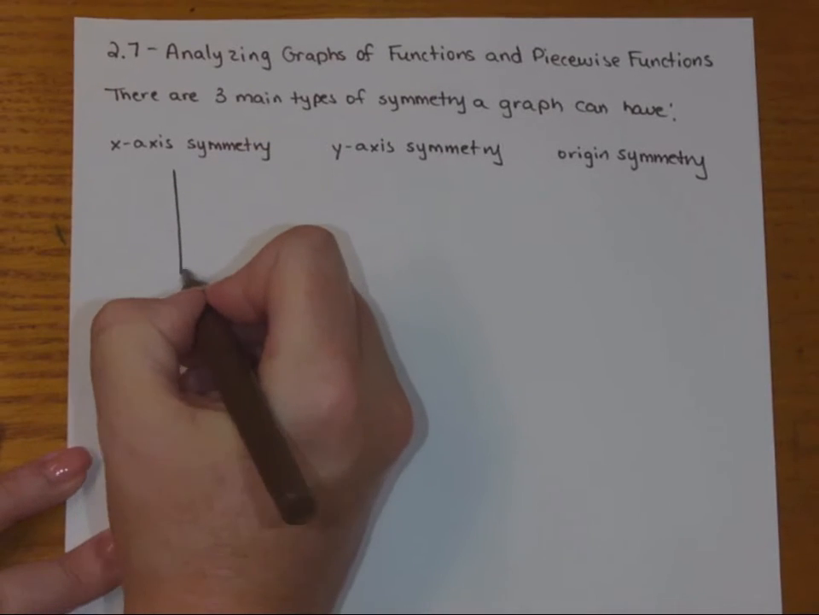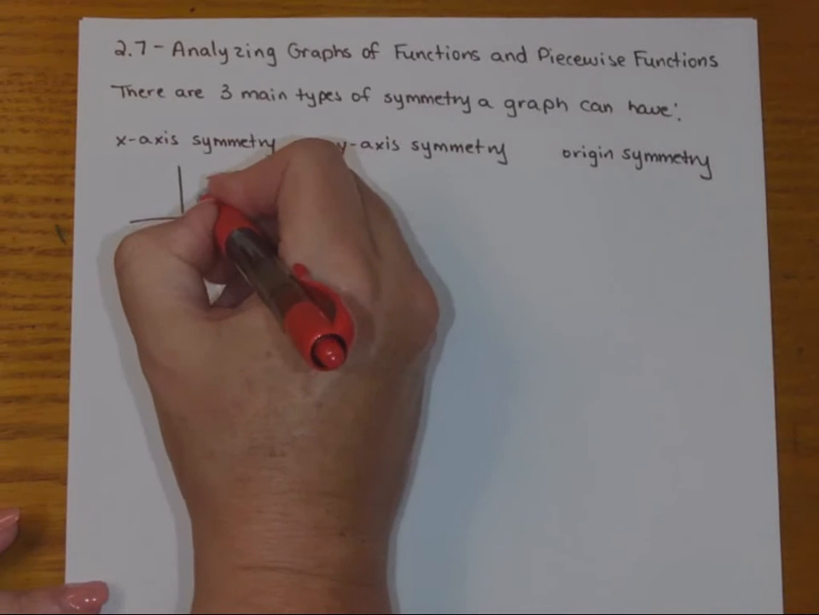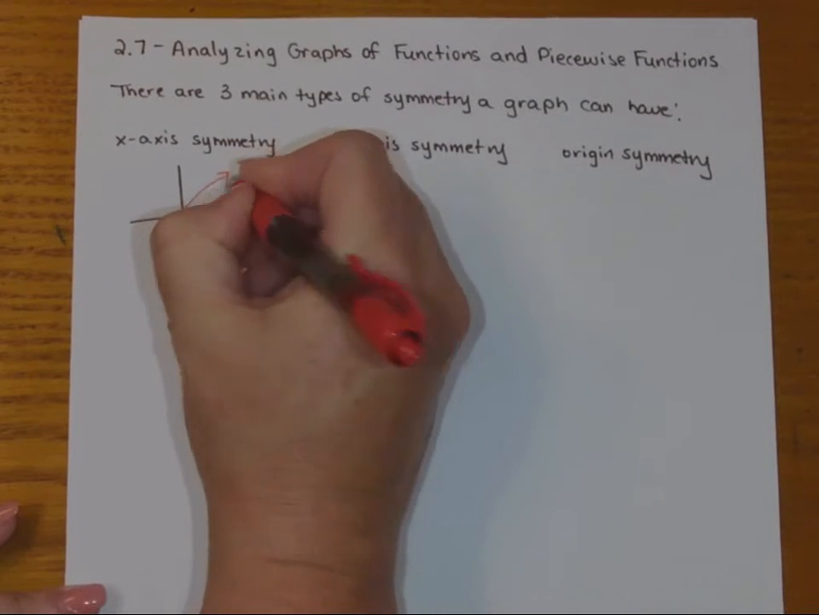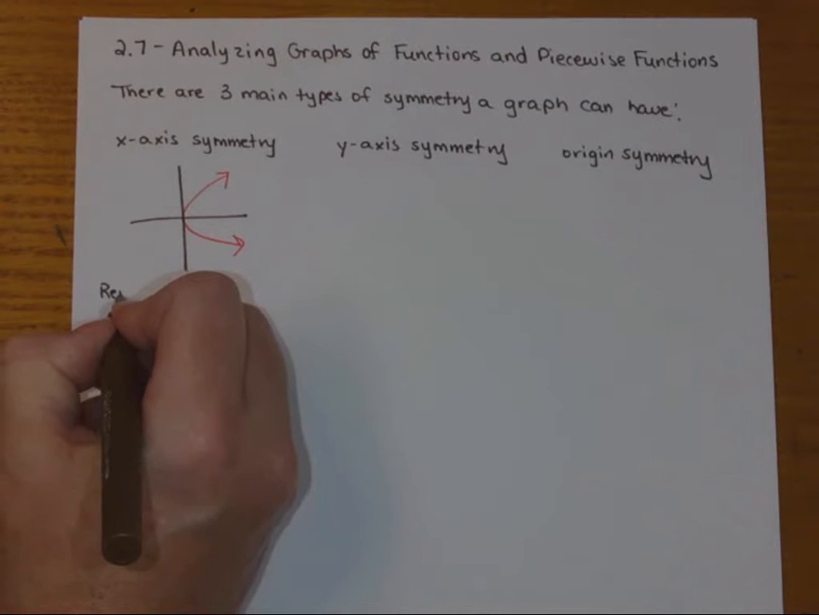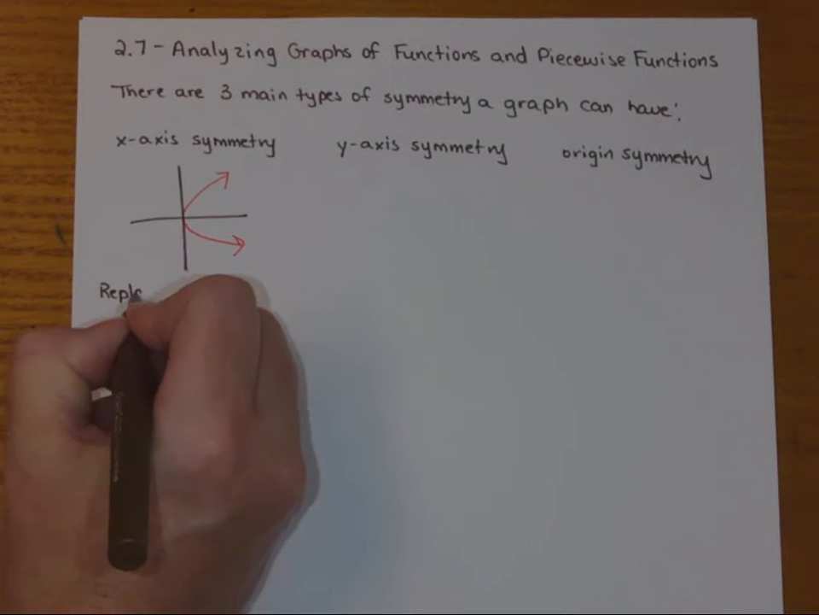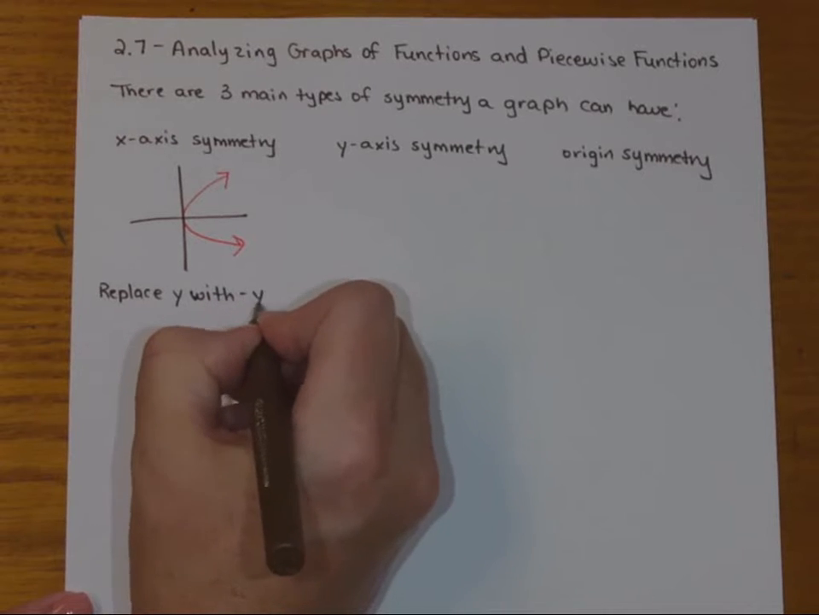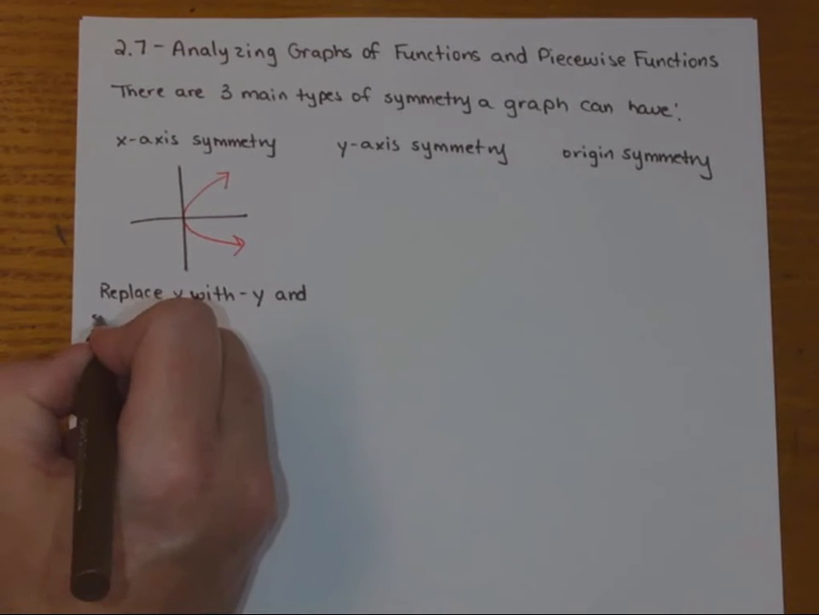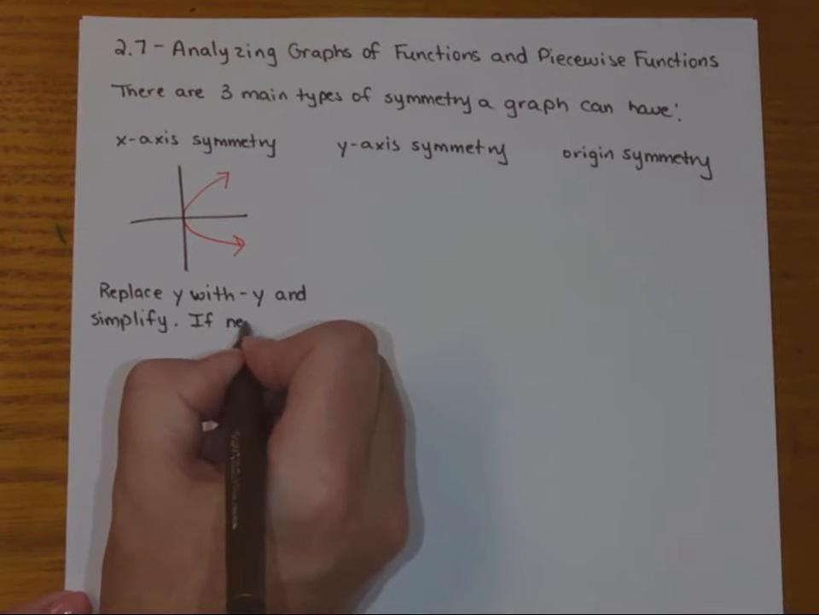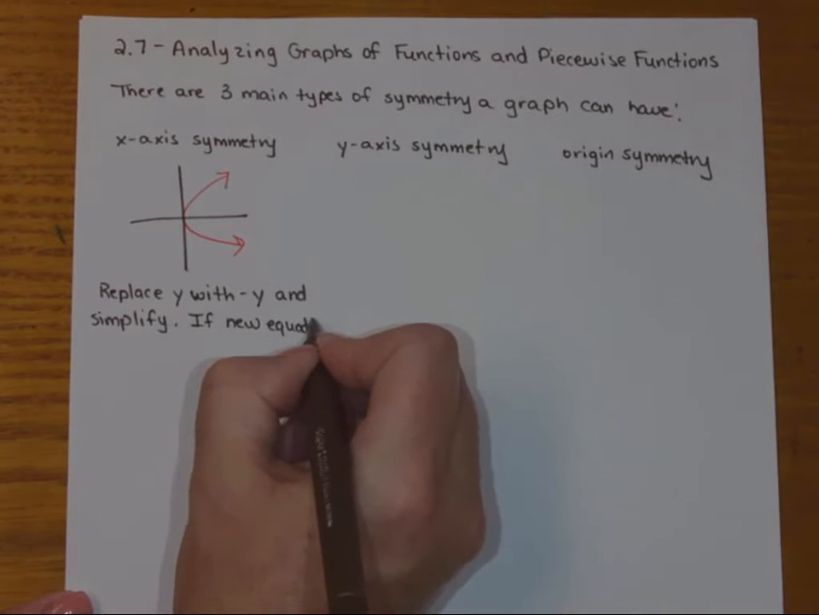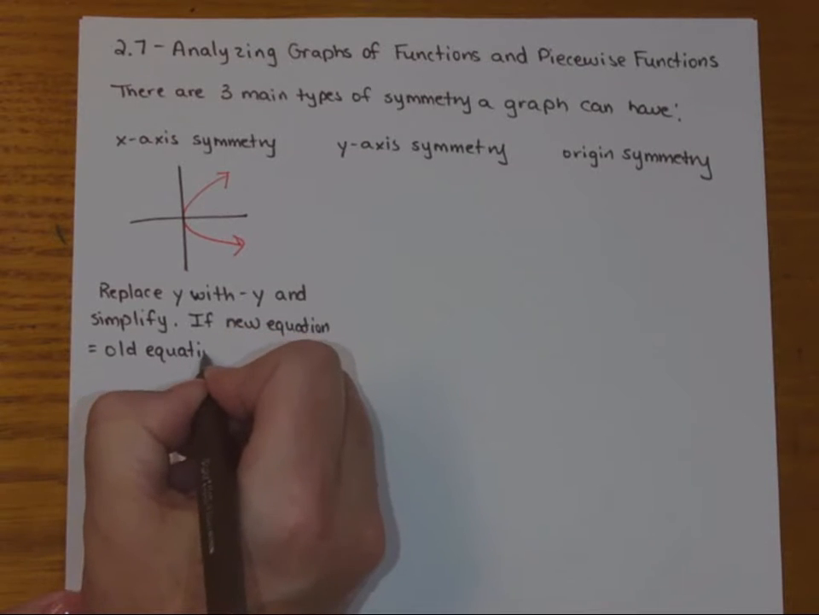All right, so x-axis symmetry looks like this. You have an axis, and then your graph is cut in half by the x-axis. That is what an x-axis symmetry graph looks like. But here's how you're going to determine if something will have x-axis symmetry before you graph it. You're going to replace y with negative y, and you're going to simplify. And if the new equation equals the old equation, then you have x-axis symmetry.